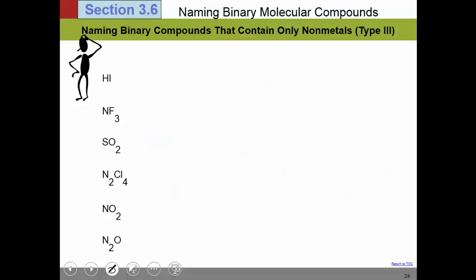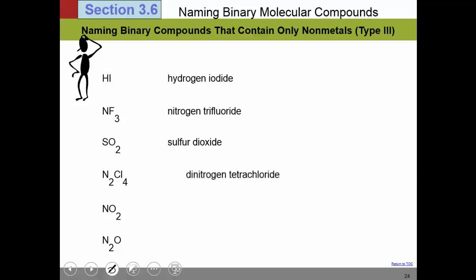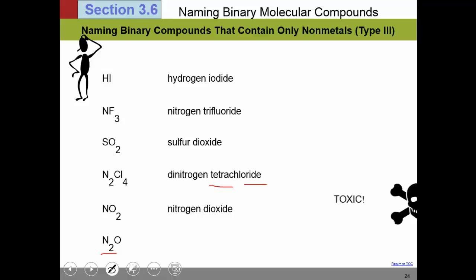So let's look at some more here. We name the first element, hydrogen, and then we have iodide. Okay? Now we have nitrogen trifluoride as our next one. We have 1 sulfur and 2 oxygens, so we're going to have sulfur dioxide. We have 2 nitrogens, so dinitrogen, and then we want to say there are four chlorines. So that is tetrachloride, 4 of the chlorines. So then we have NO2, which is nitrogen dioxide. And then we have dinitrogen monoxide as the bottom.